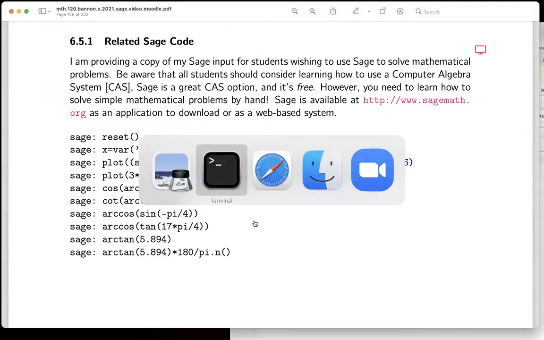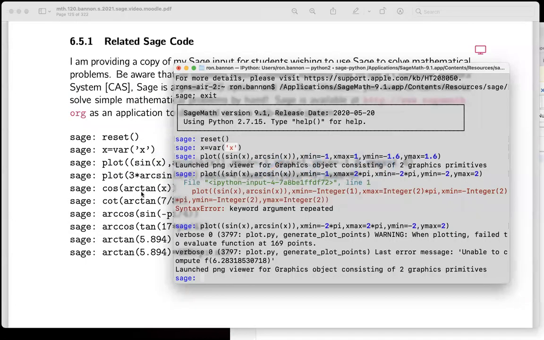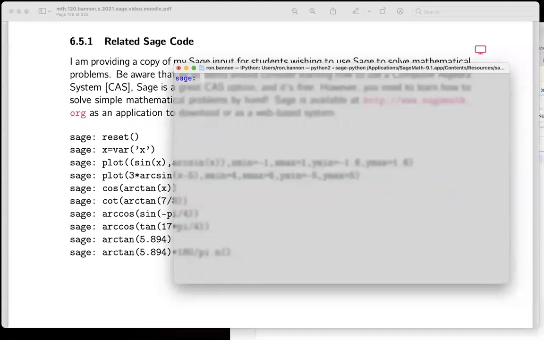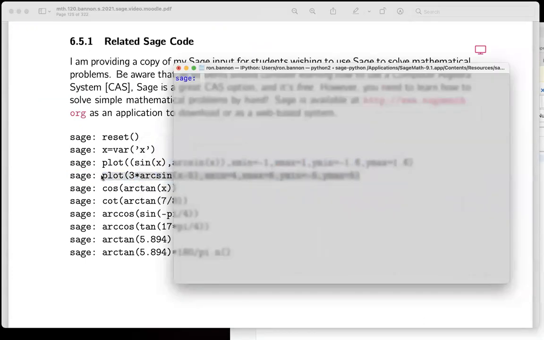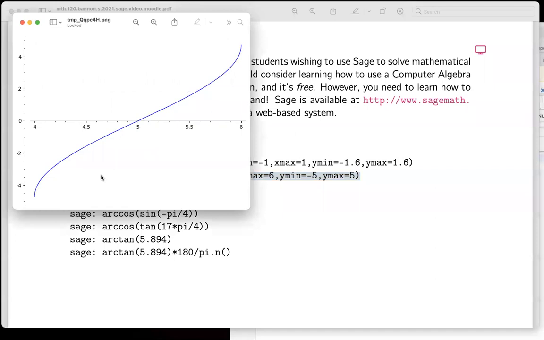And I'm going to look at another problem. And I'm going to clear this out. And what I'm going to do is I'm going to copy paste again. This is related to what we're doing in the notes, by the way. What do I want to do? Plot 3 times the arc sine of x minus 5, x min to be 4, x max to be 6, y min to be -5, y max to be 5. What does it do? It graphs the picture for me.